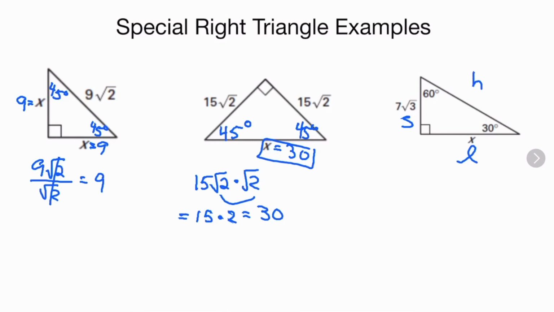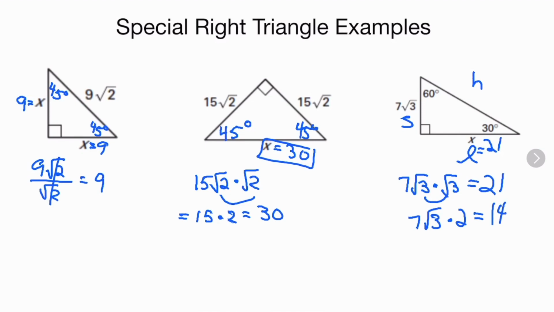The way you get the longer leg is you take that shorter leg and you multiply it by the square root of 3. Again, don't get confused here. It's good that they're the same because the square root of 3 times the square root of 3 is just 3. So the longer leg is going to be 21. And then the hypotenuse is just the shorter leg, which is 7 square root 3, times 2. And again, working with radicals, don't get confused. 7 square root 3 times 2 is just 14 square root 3. That's how many square root 3's I have.